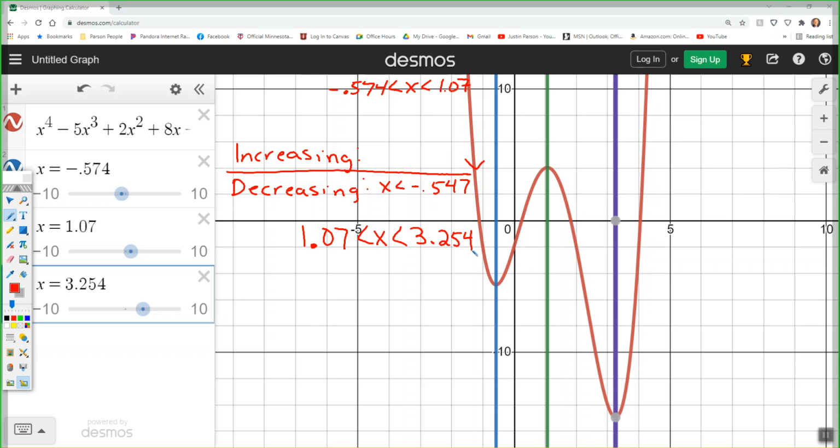And then the last part is to the right of the purple line. Right of the purple line, are we increasing or decreasing, friends? We are increasing, right? So if I'm increasing from here to here, that's going to be increasing for X values greater than 3.254. A lot of writing there, isn't it?